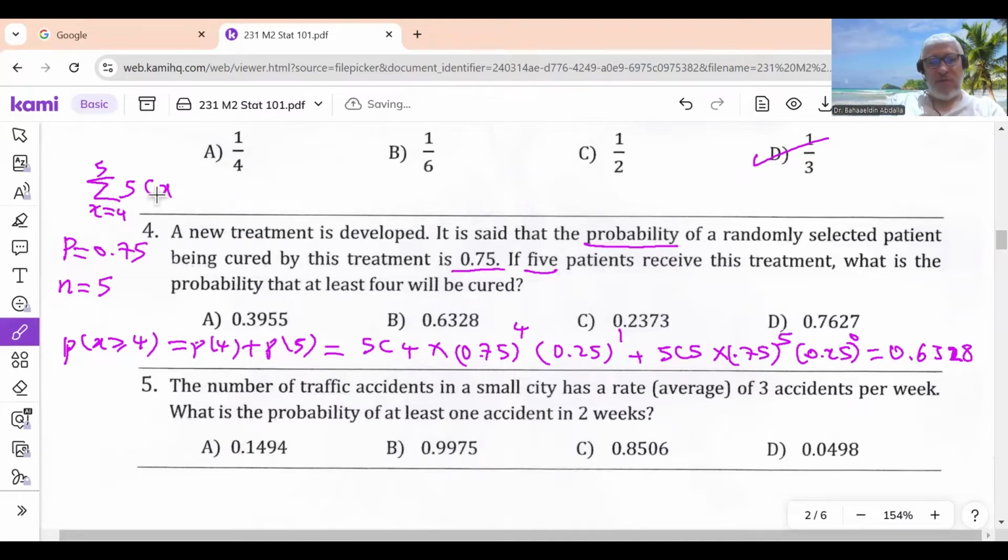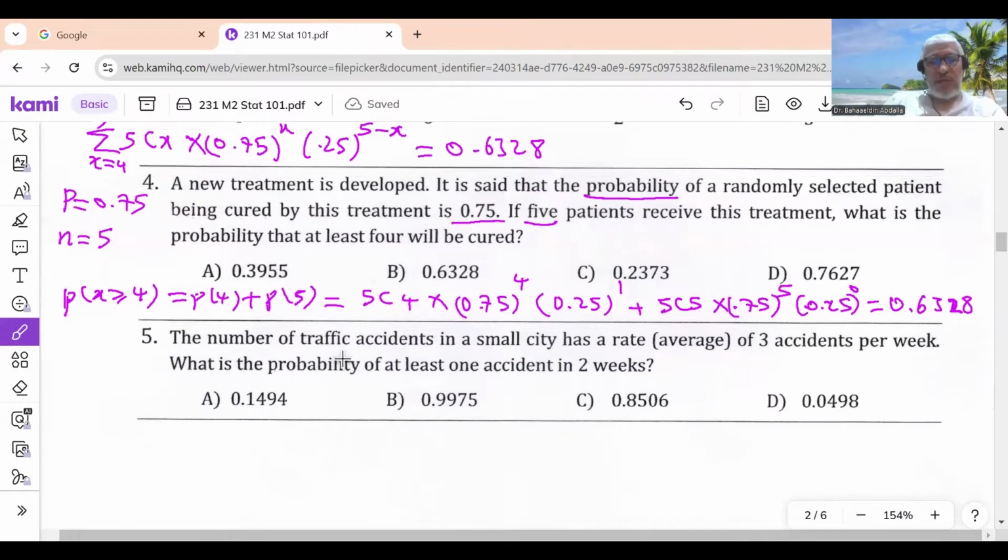So x runs from 4 to 5, and you multiply this, but you need to write in the calculator times 0.75 to the power x, because we always raise p to the power x, times 1 minus 0.75, which is 0.25, to the power 5 minus x. You can put this in the calculator, and you will find that the answer is 0.6328. So either you use this one, or if you can use summation like this, it would be faster than using this one. So the correct answer is B in this case.